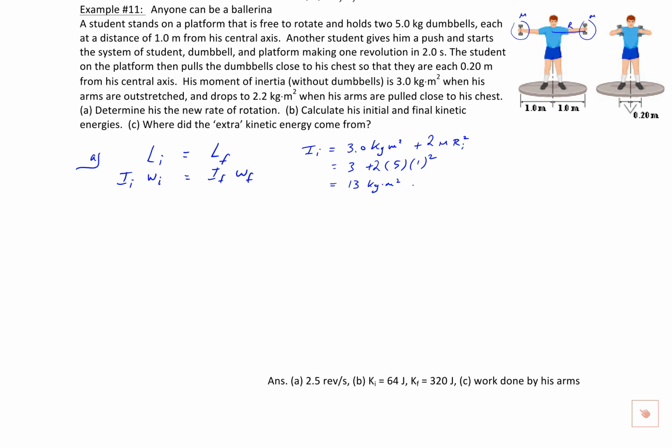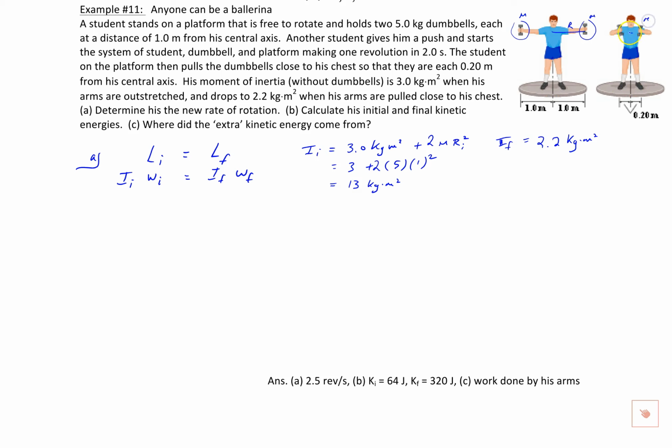Okay, what about afterwards, when he brings those arms in? So let's look at I final. I final would be a very similar calculation. When he brings his arms back towards his chest, as shown in the picture, his rotational inertia is said to drop down to 2.2 kilograms times meters squared. That's the rotational inertia of his body. And then we have the masses that are located not as far.